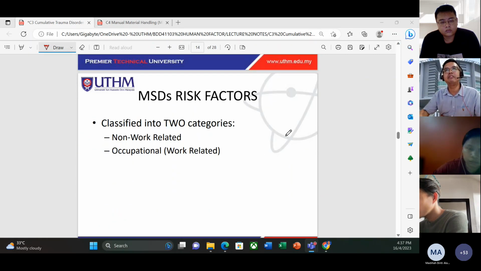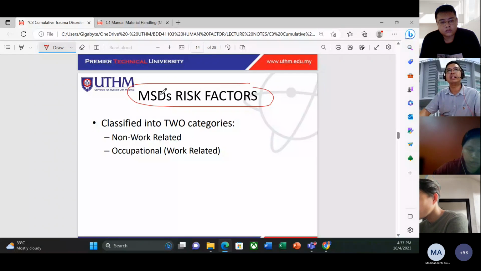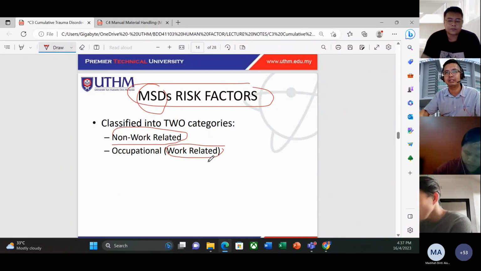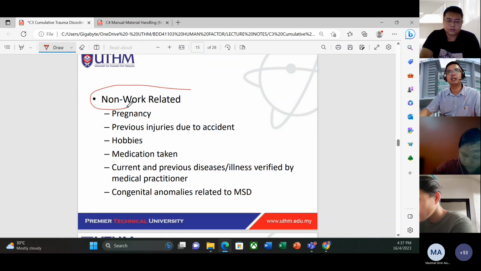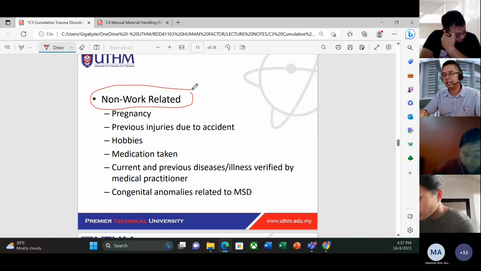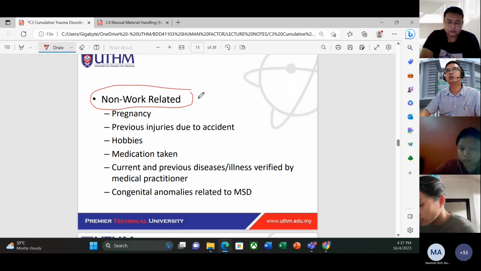Okay, MSD risk factors. Musculoskeletal disorder risk factors can be classified into two categories: non-work related and work related. Work related is more on occupational risk. So what is non-work related? Please remember each individual has their own characteristics. For example, is it related to non-work or to this job?